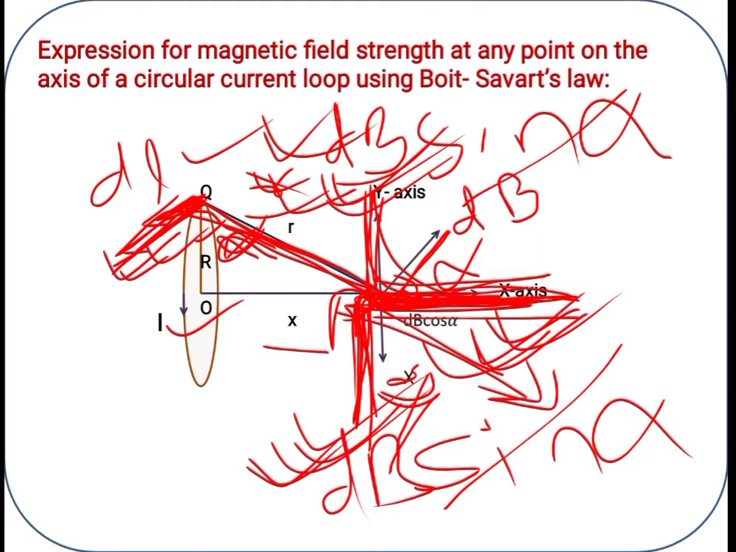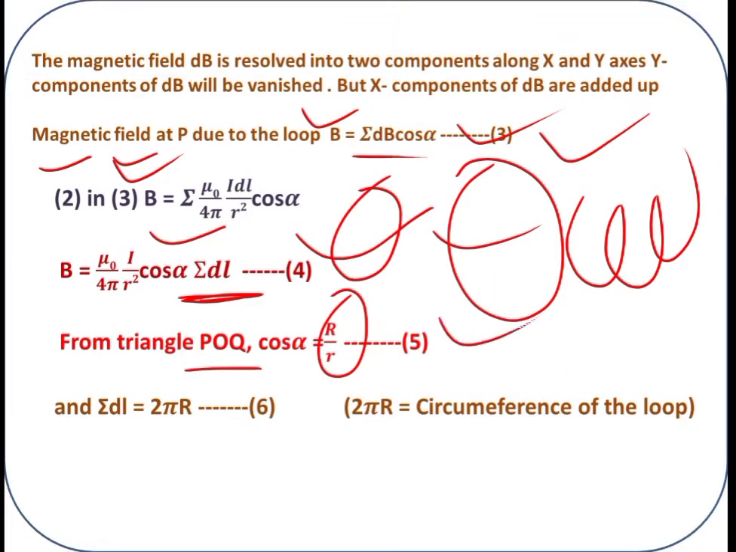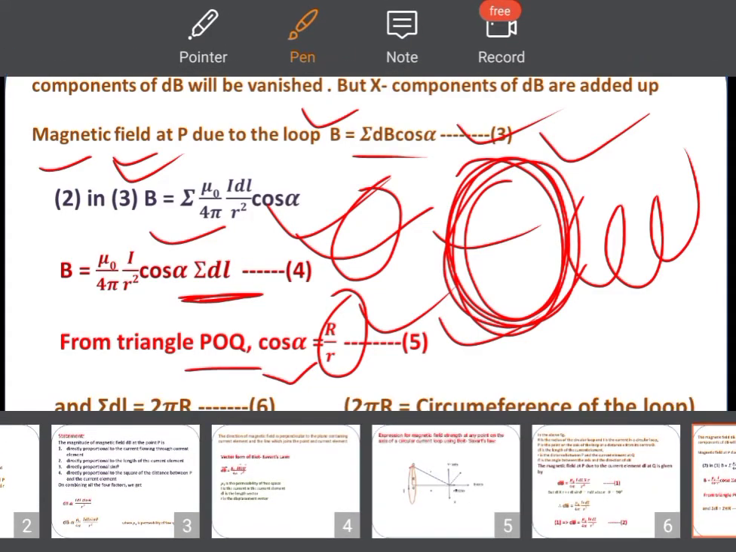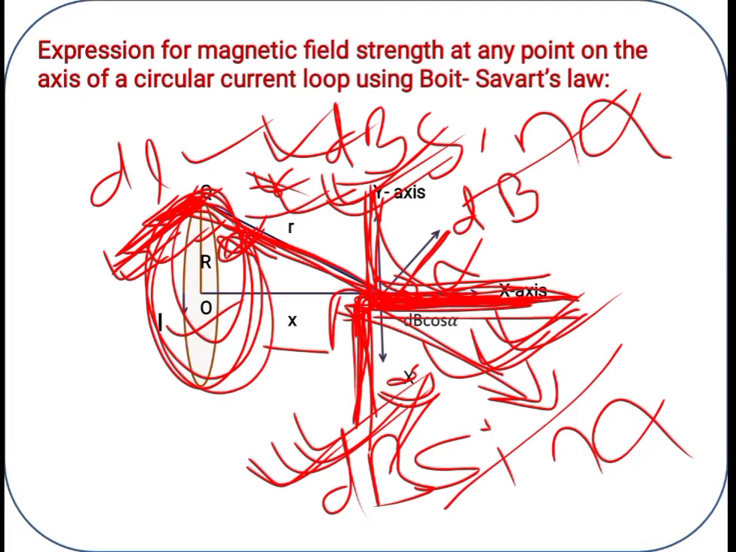Already I explained. So now substitute the values of cos alpha, R by r. Wherever cos alpha is given, there we have to substitute this value. And summation of dl is equal to 2 pi r. Call it equation number 6. Why is it 2 pi r? Because it is the circumference of the circular loop. This is the loop, and this is its circumference.